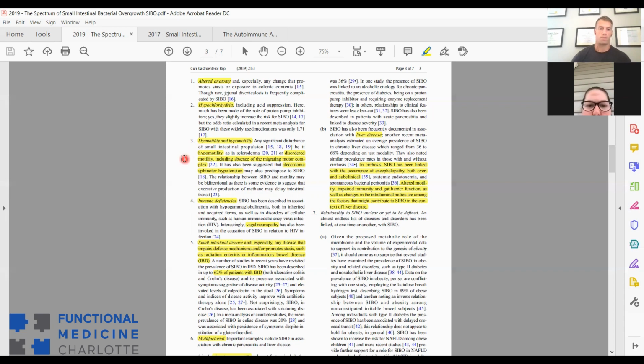What could cause hypomotility? Well, if you have an autoimmune disease like scleroderma, hypomotility is common there. If you have antibodies to your migrating motor complex, which is a part of the GI tract that drives that peristaltic wave, if you have antibodies against that, then again, you're going to have dysmotility or hypomotility.